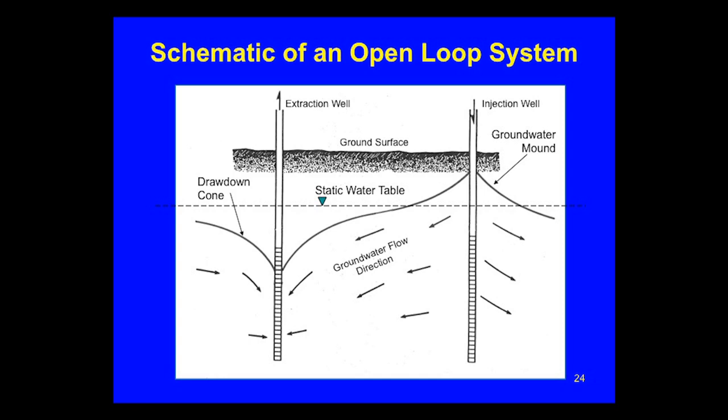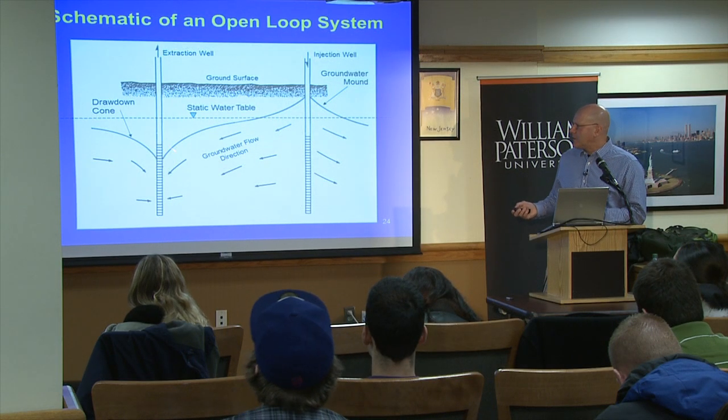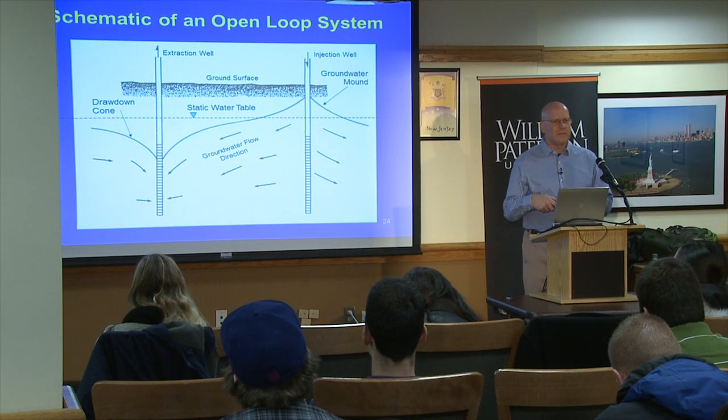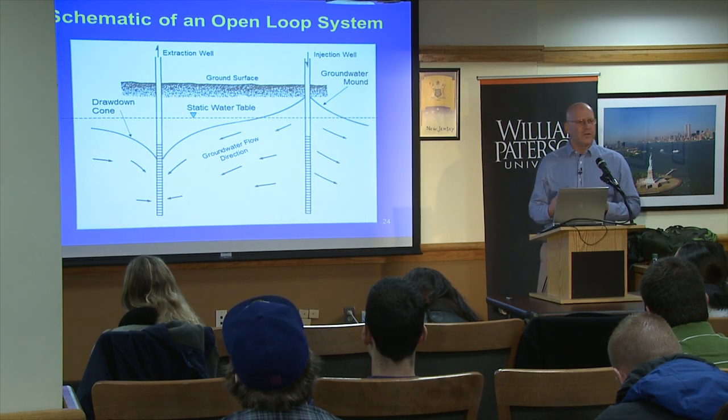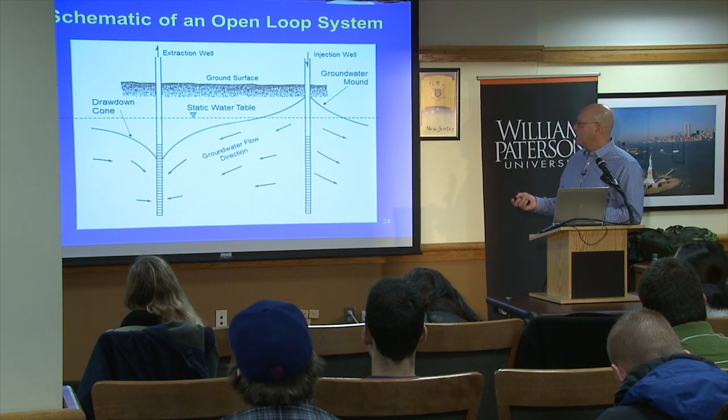So this is just a schematic of what an open loop system would be. You're basically seeing a cross-section of the earth, and you have a well that's in the ground. And again, think of a well as like a straw going into the ground with holes in the bottom. When you pump, you normally have a static water level. Groundwater is at this level here. When you pump, you're drawing that water level down. And this is for an open loop system. And then you're returning it into the ground.